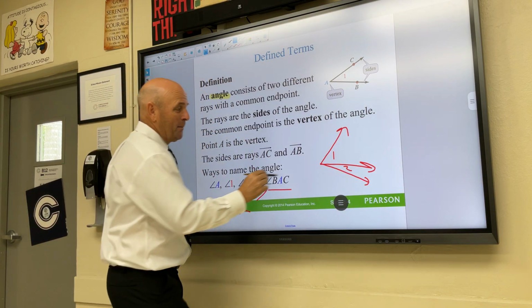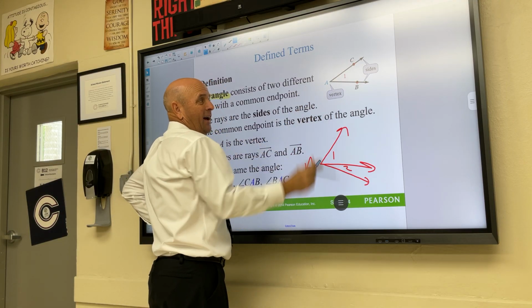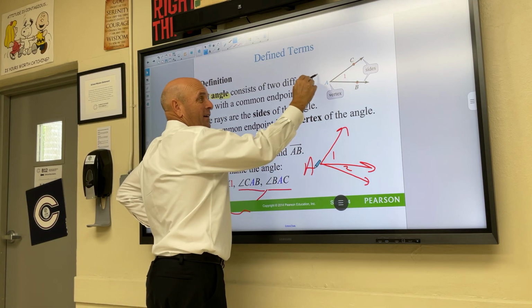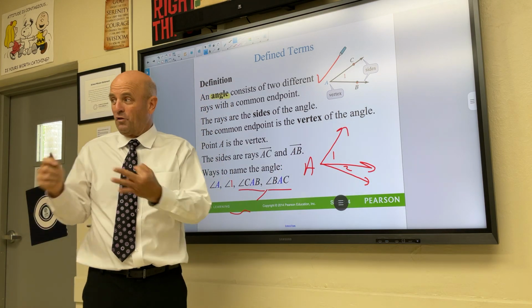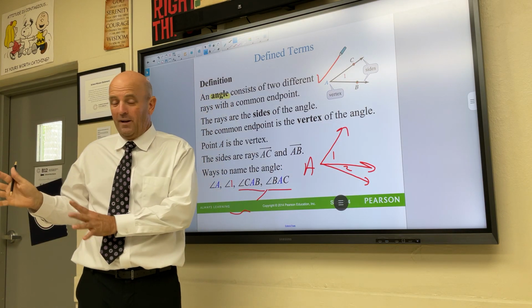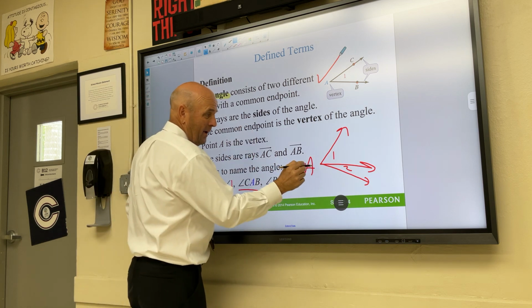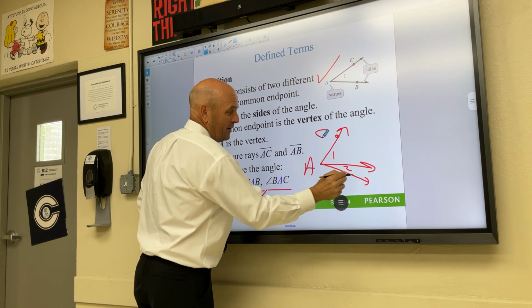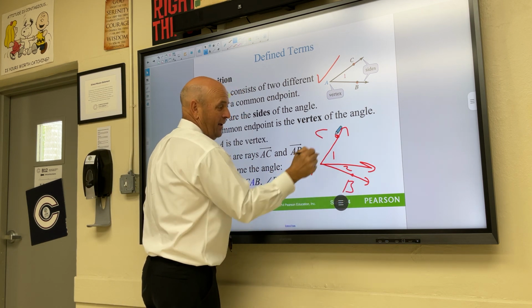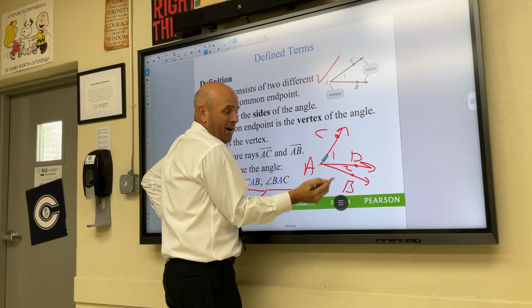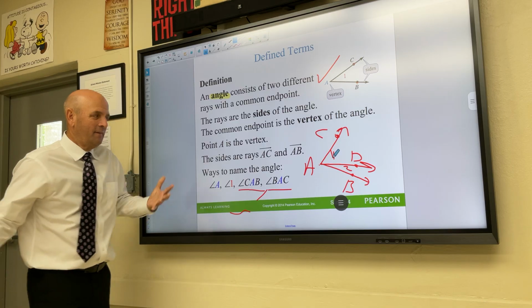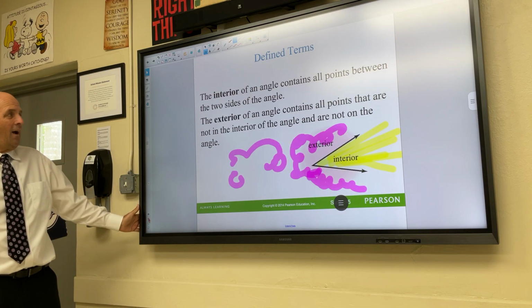Now, let me show you something. Can I call this angle A? Yes. Can I call this angle A? No, because there are three angles there. So I said there are some limitations. This would not be angle A. I would have to call it angle CAB. I could call this CAD, but why not just call it angle 1? Angle 1.